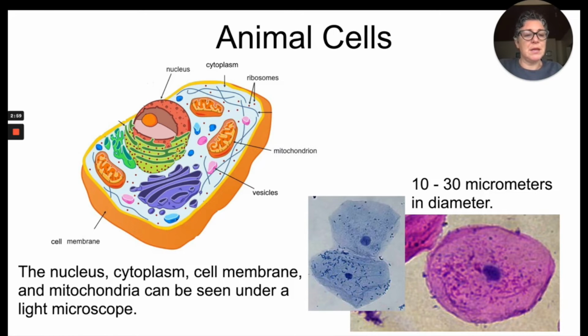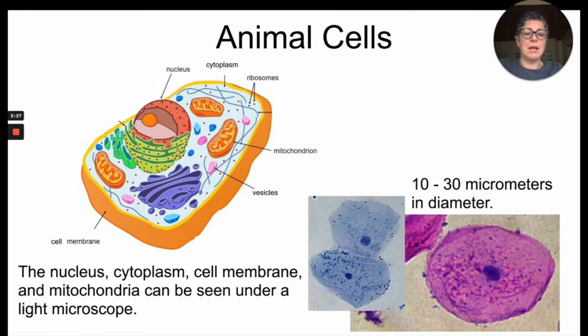You can see that there is an outer layer that keeps everything together. There is some sort of substance that contains all the organelles in the cell. There is a darker, large organelle, and then some smaller, darker dotted organelle parts. Those are all the things that can be seen under the compound light microscope.